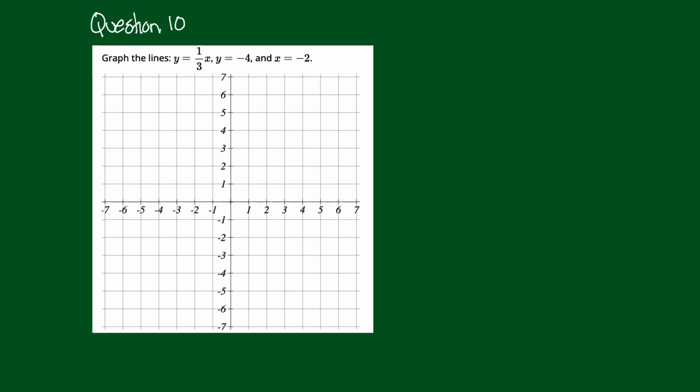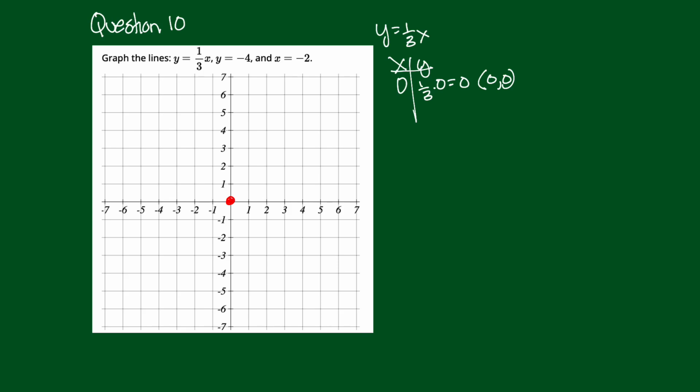Question 10, we're supposed to graph these 3 lines. So first up, we've got this y equals 1/3 x. Just a little table here. I just need 2 points. So what if x is 0? If x is 0, just put 0 right in here. You get 1/3 times 0, and 1/3 of 0 is 0. So I get this point right here, 0, 0. So it goes right through the origin. Let's plot that one.